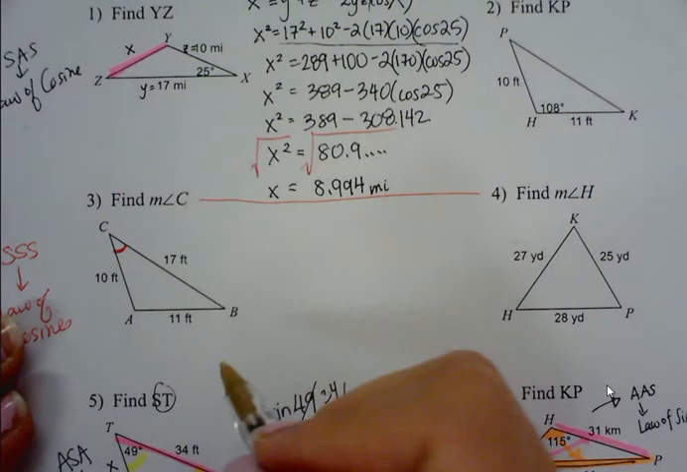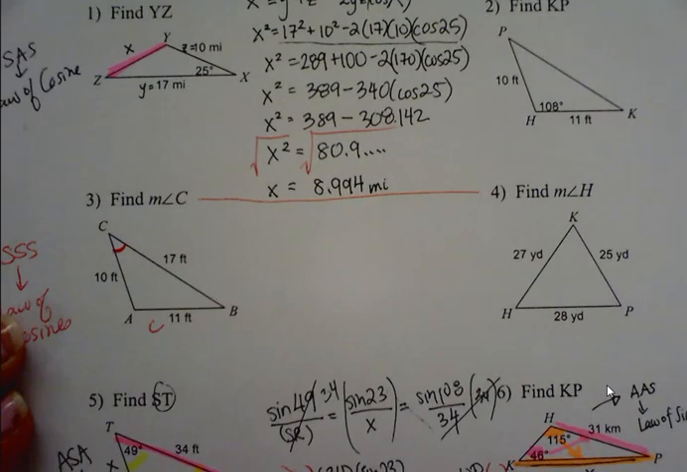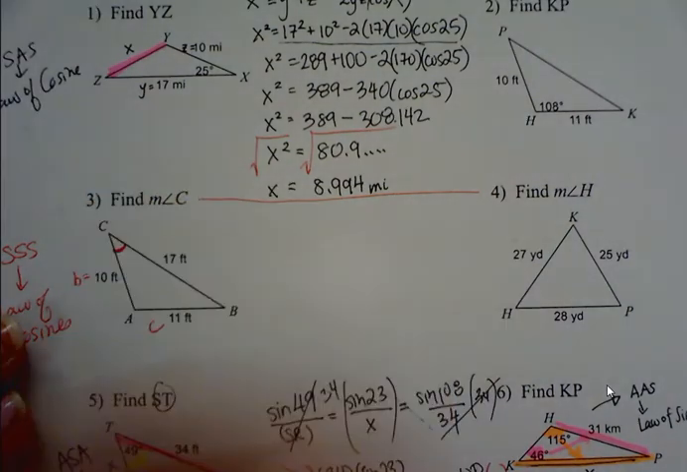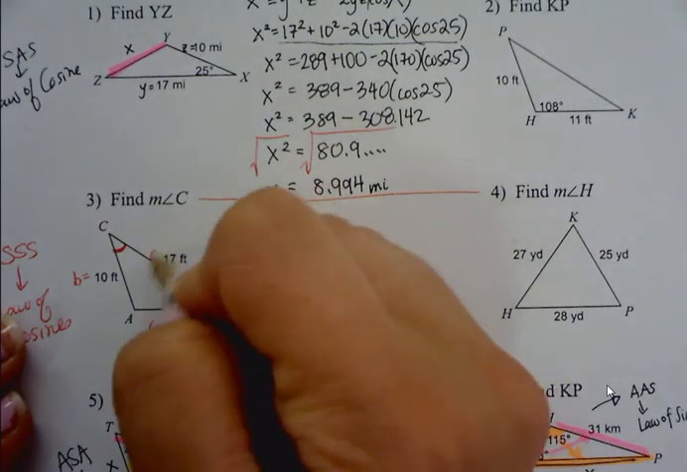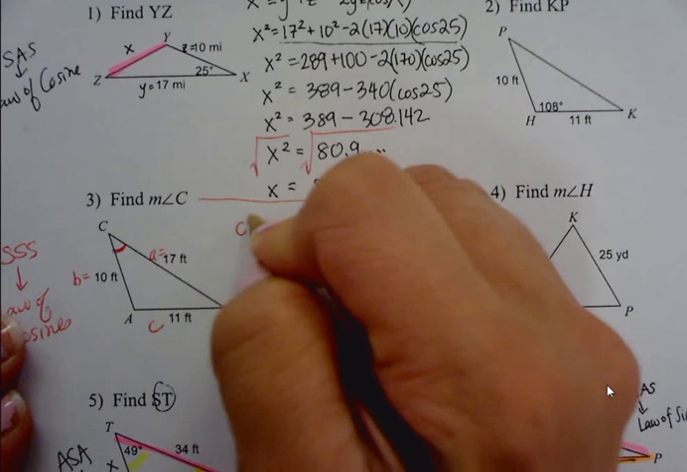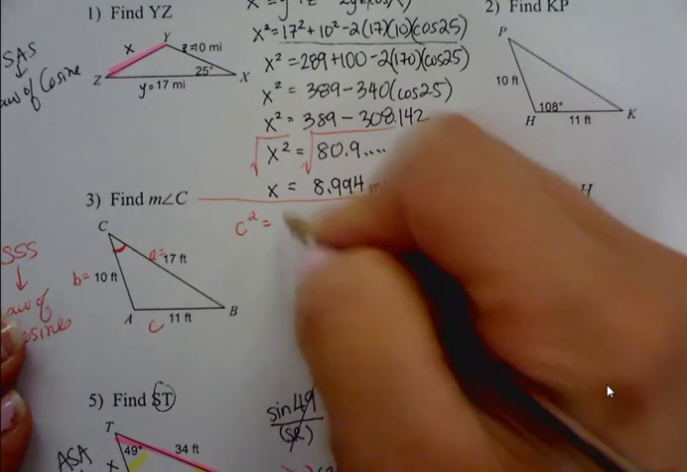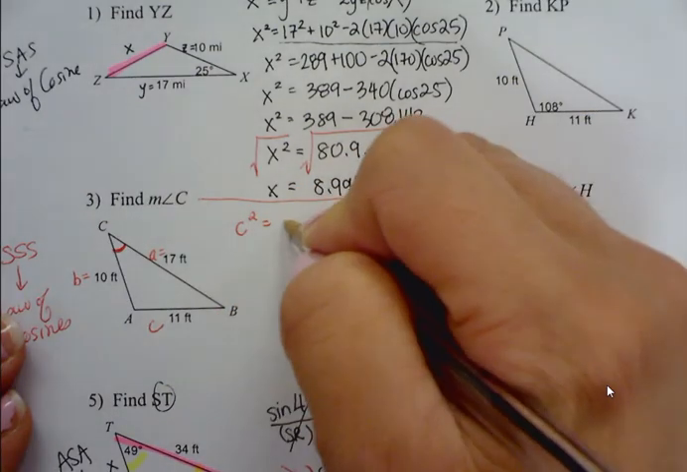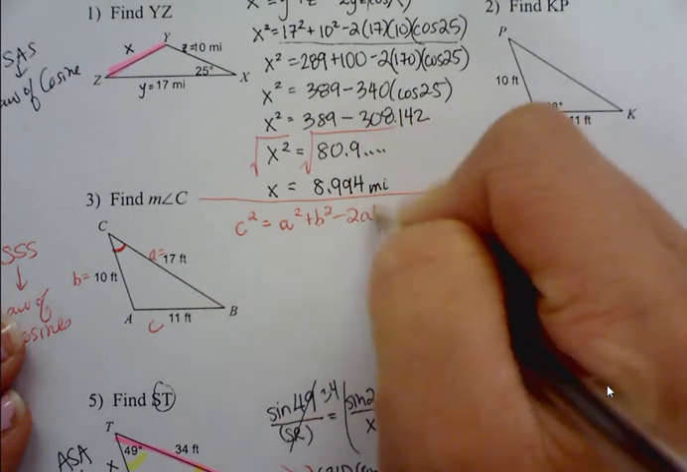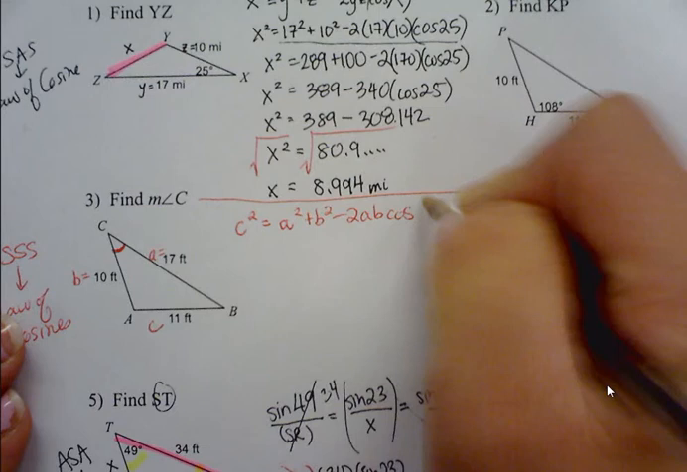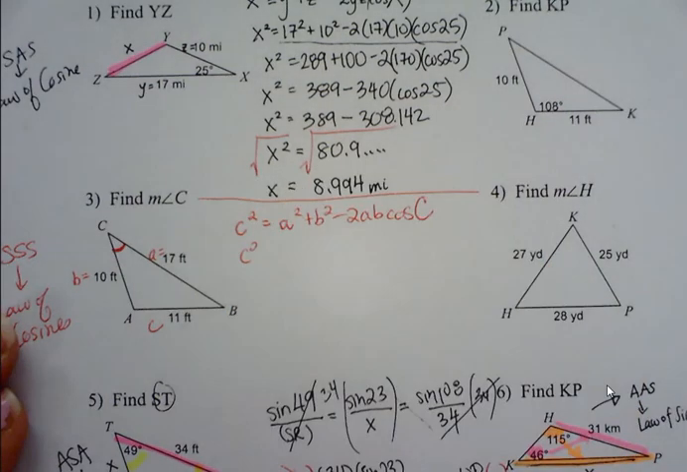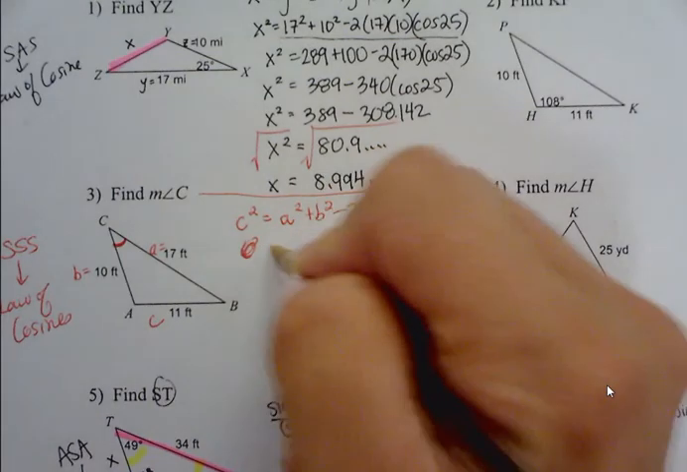Okay, so which side is side C then? 11. Which side is side B? Why? Because it's across from the angle. Which one is side A? 17. So since I'm looking for C, I'm going to actually put C squared equals what now? Tell me. Well, let's say A squared plus B squared minus 2AB cosine of what? Capital C. Okay, so do I know what C is? Yes. It's 11.